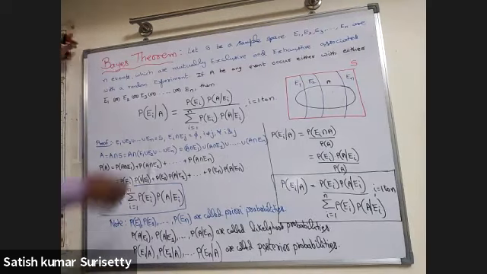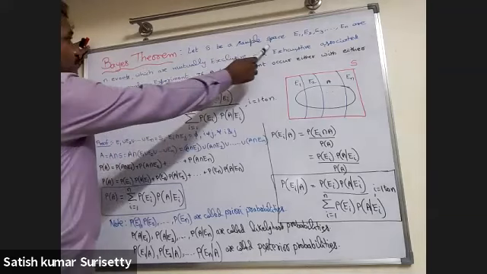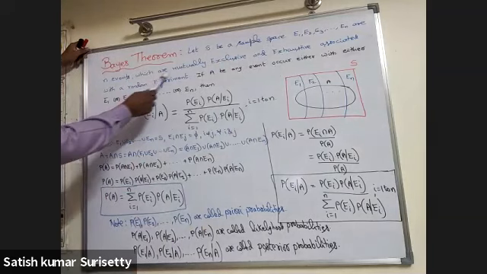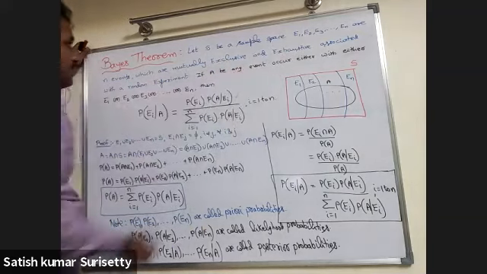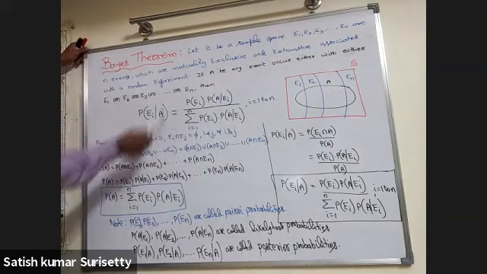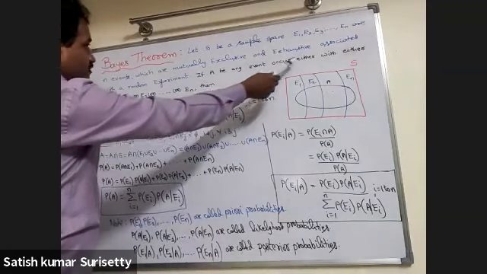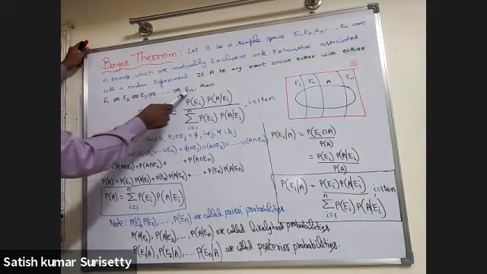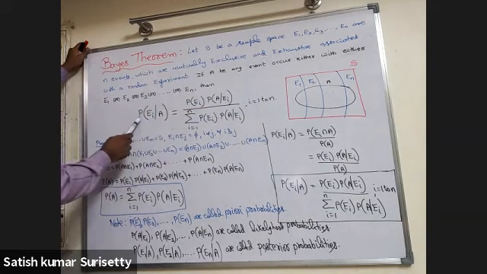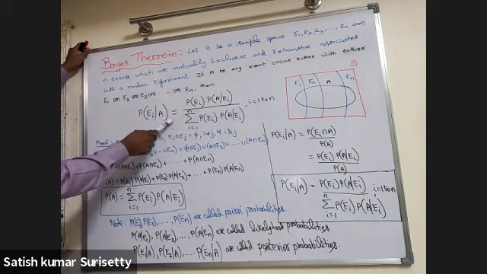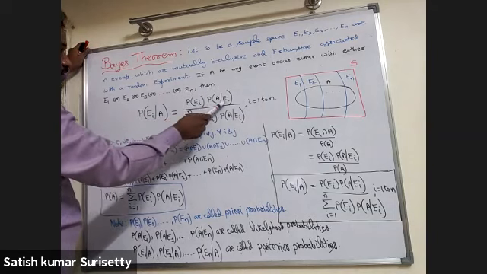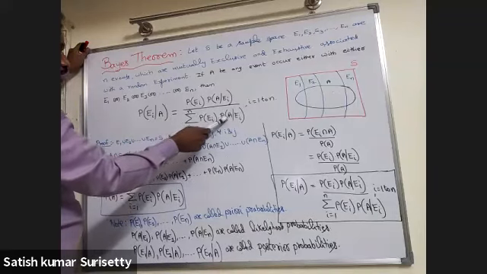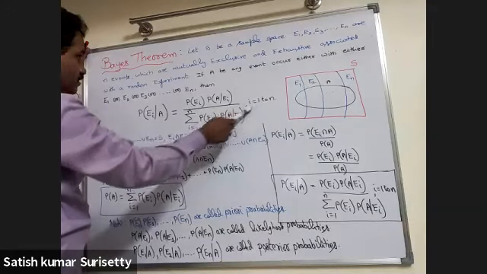Bayes theorem. Let S be a sample space. E1, E2, E3, and so on, En are n events which are mutually exclusive and exhaustive events associated with a random experiment. If A is any event that occurs with either E1 or E2 or E3 and so on En, then probability of Ei given A is probability of Ei into probability of A given Ei upon sigma i equal to 1 to n probability of Ei into probability of A given Ei.